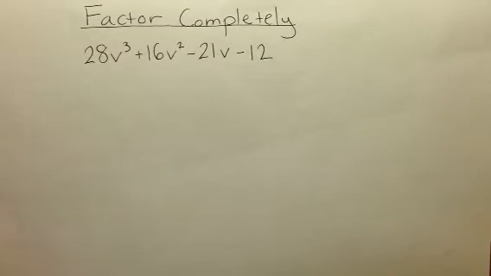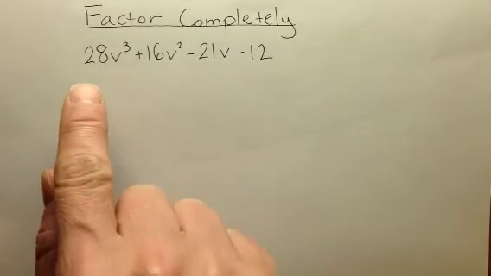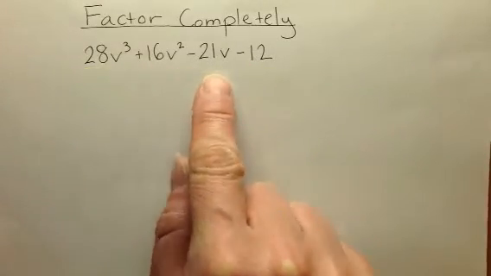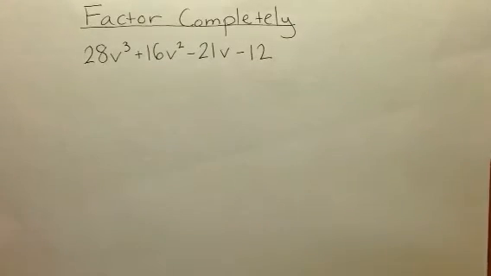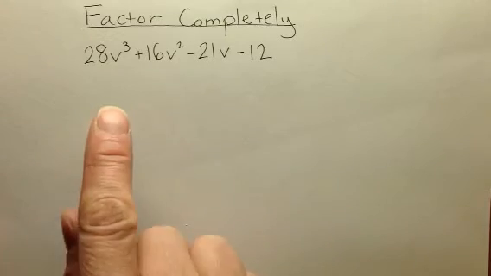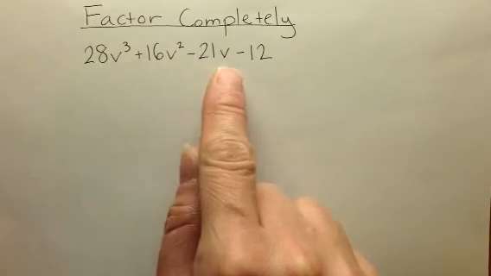Okay, my directions ask me to factor completely. I start looking at this, the first thing I notice, I have 4 terms. I'm probably going to factor by grouping. As always, the first thing I want to do is see if I have a common monomial factor. Is there something that I can divide all 4 of these terms by?